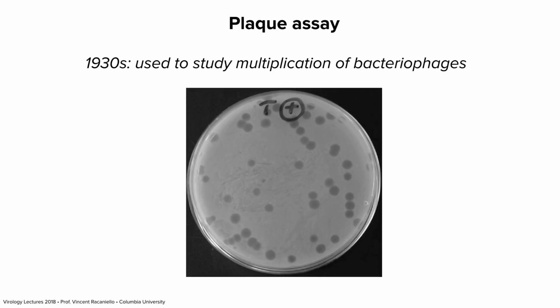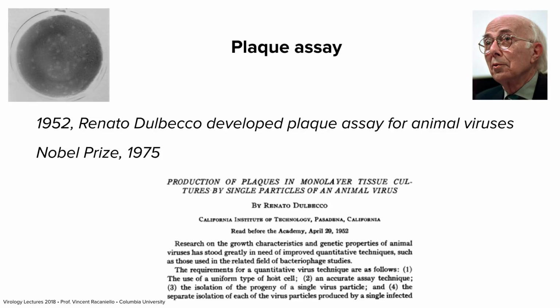So 1930s, it was first developed for bacteriophages. 1952, this gentleman, Renato Dulbecco, developed it for animal viruses. This was his paper published on April 29th, 1952. He was at Caltech. Production of plaques in monolayer tissue cultures by single particles of an animal virus. You may wonder, how does he know there were single particles in 1952?